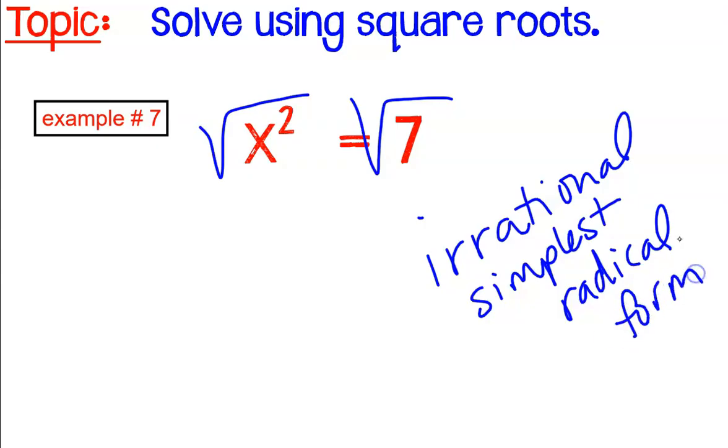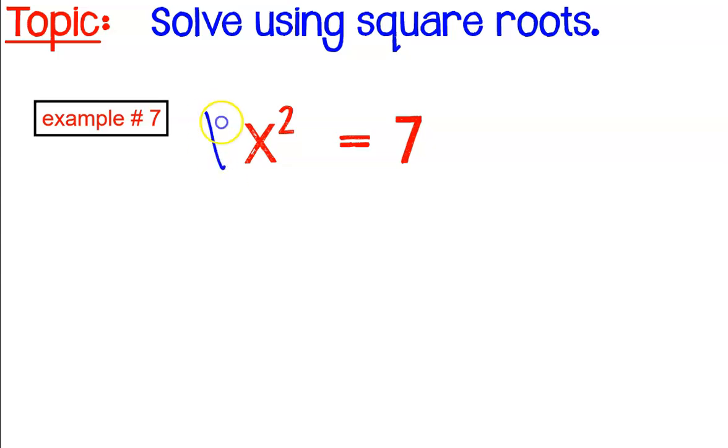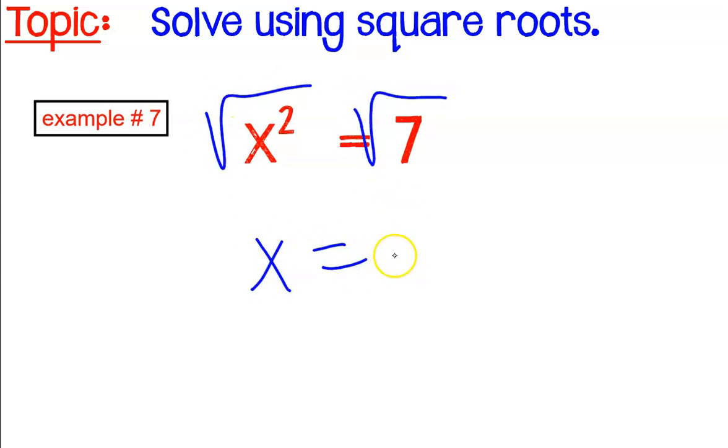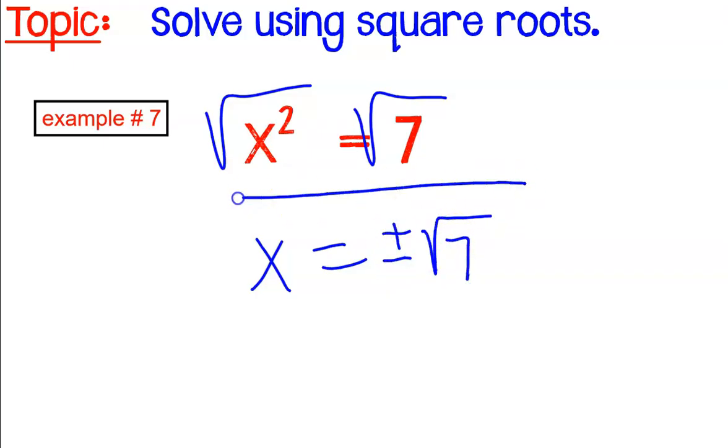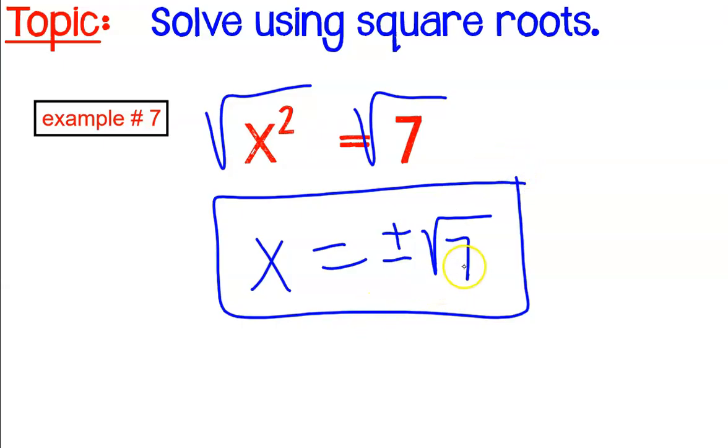Now this one doesn't require much work, but we'll get to some that require a little bit more. So the square root of x squared is x. The square root of 7 is irrational. So we leave our answer as a square root, just like this. Let's say 7 is prime, so there's no way that we can simplify the square root of 7.